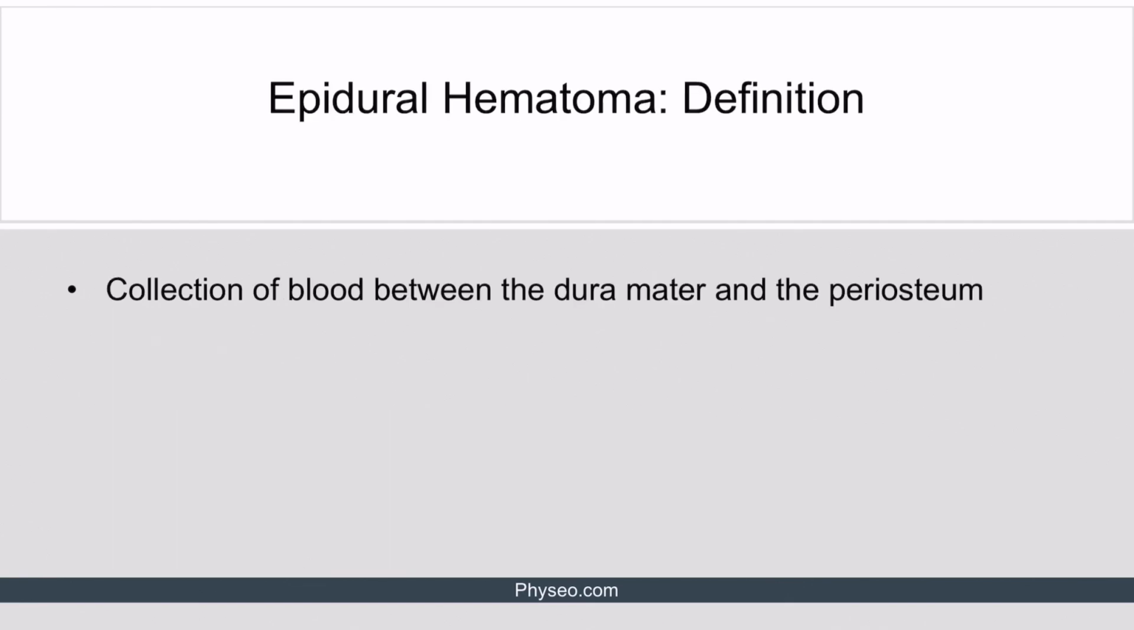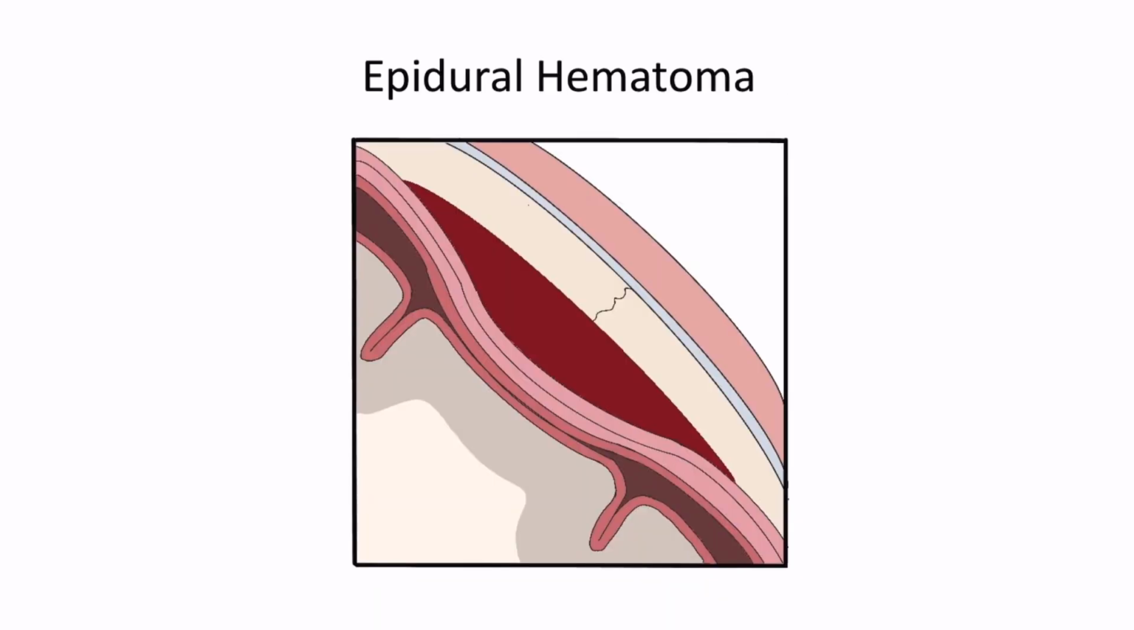Let's move on to discuss epidural hematomas. We'll discuss the definition, etiology, pathophysiology, clinical presentation, diagnosis, and management of epidural hematoma. An epidural hematoma is defined as collection of blood between the dura mater and the periosteum of the skull. Here's an illustration depicting the layers that are involved in epidural hematoma.